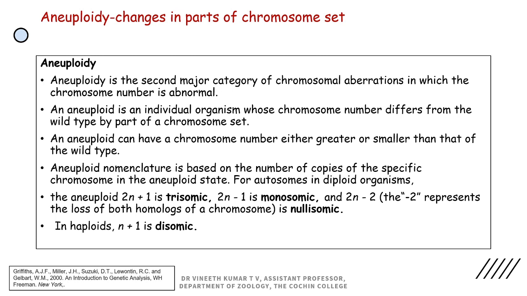In haploids, the term is disomic when you have n plus 1. Haploid here is not related to sperms or eggs, it is related to haploid species. It is also not referring to drones, which we call monoploids. These haploids are organisms which are entirely haploid. In them, if there is a plus one chromosome, that is called disomic.